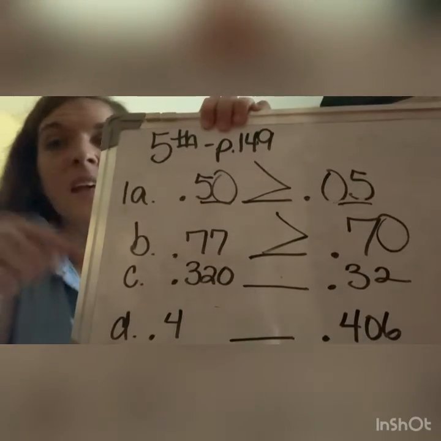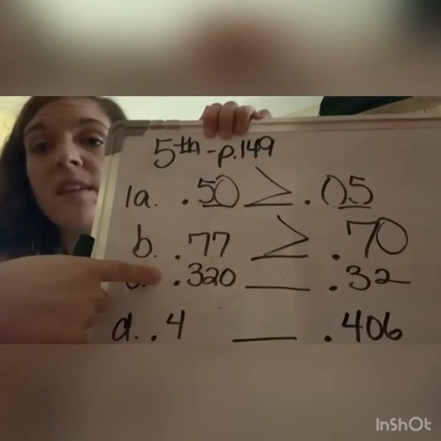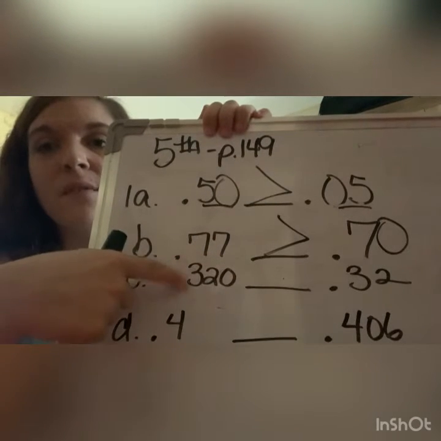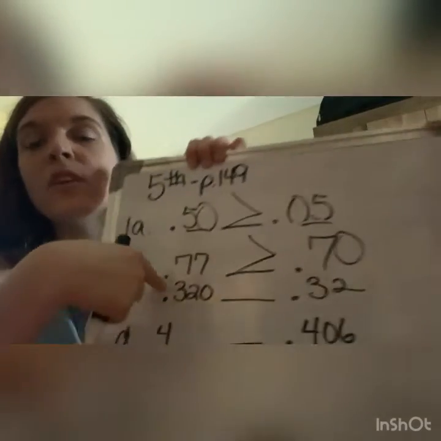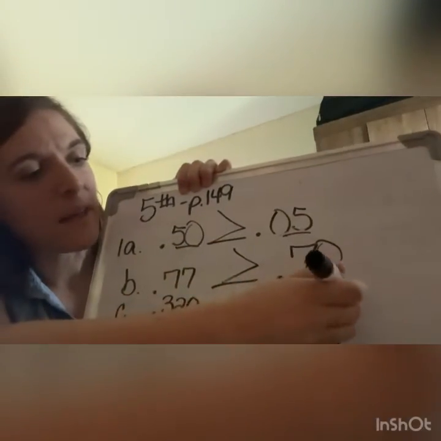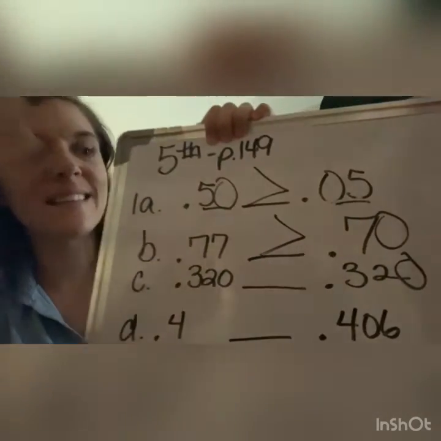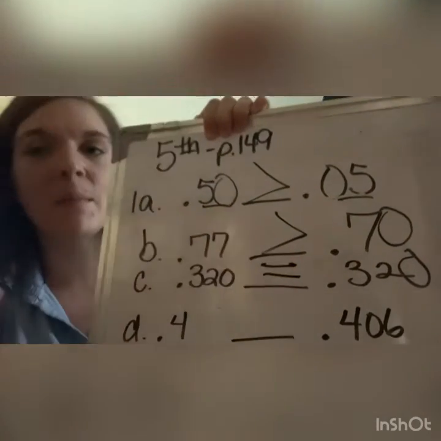Okay, ready? Which one has more numbers after the decimal place? This one or that one over there, Abiel? This one, how many does it have? 3. So what are we going to do with this one? Make it have 3. So is it greater than, less than, or equal to? It's equal to. Bada bing, bada boom.